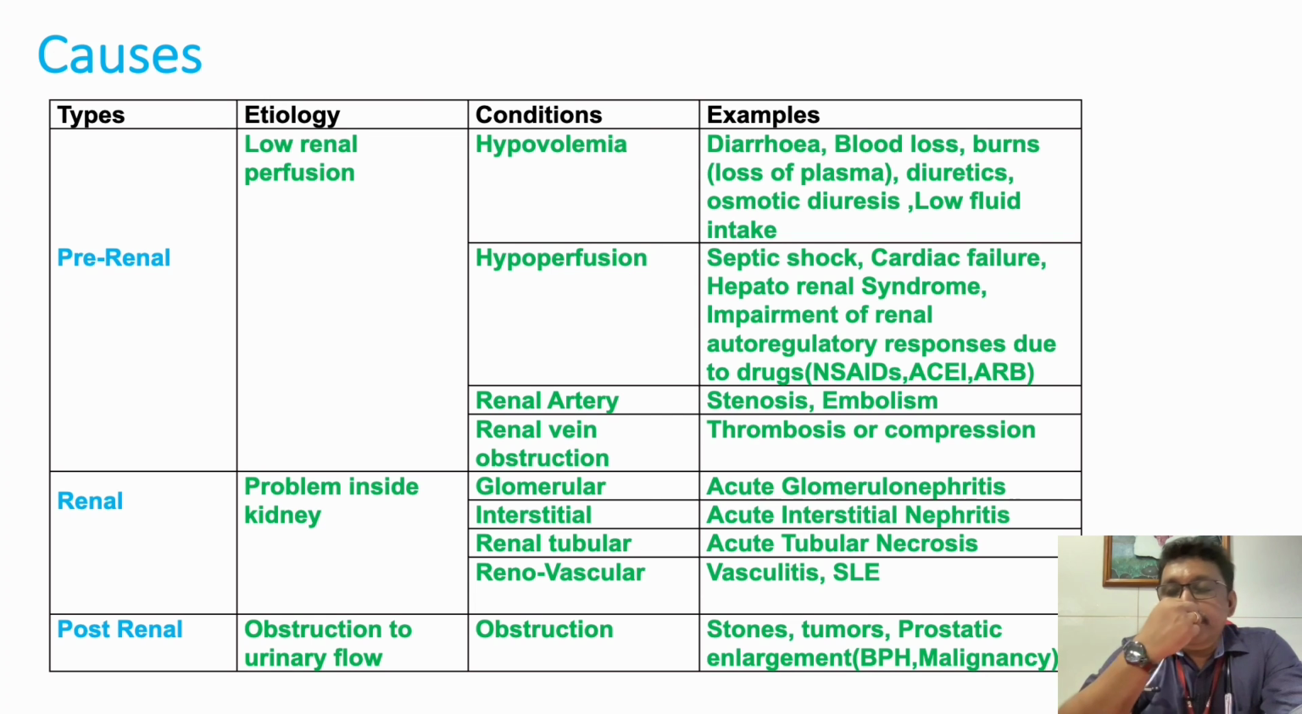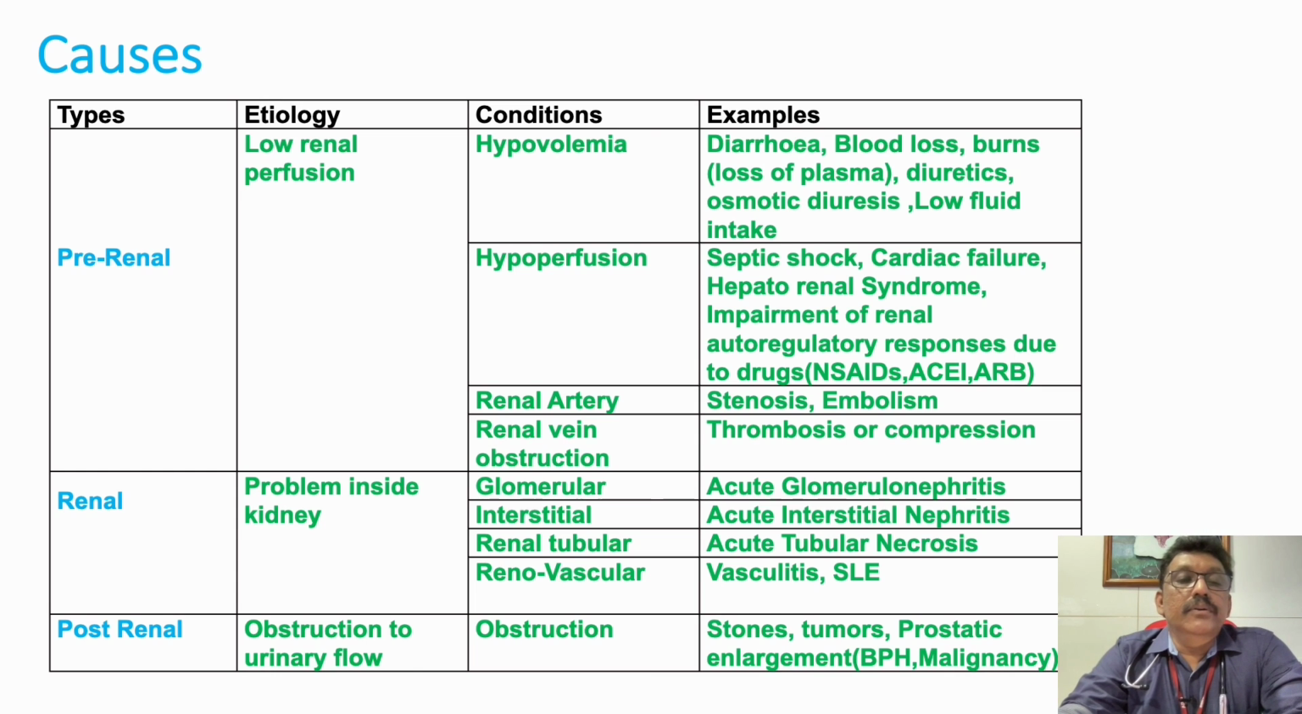Now there are a lot of causes for acute renal failure. First we will see the renal causes, problems inside the kidney. Acute glomerulonephritis can be infectious or non-infectious. Acute interstitial nephritis is most of the time due to allergy or drugs. Acute tubular necrosis has various causes: renovascular disease, vasculitis, SLE, all these things. So we are going to discuss this in detail afterwards.